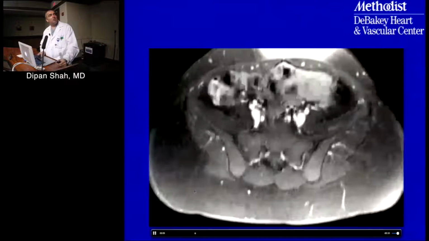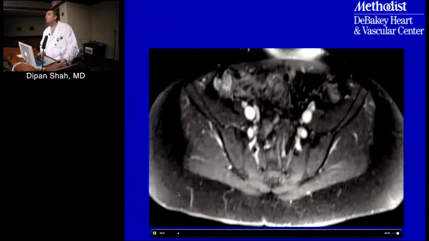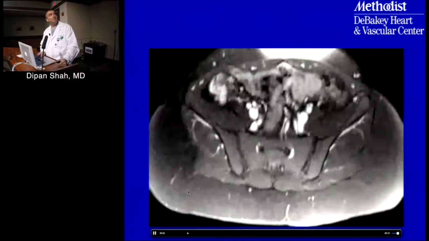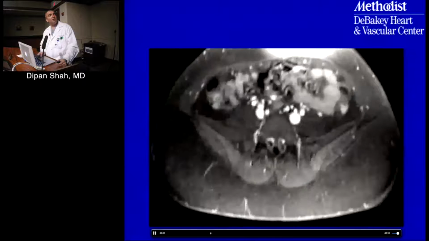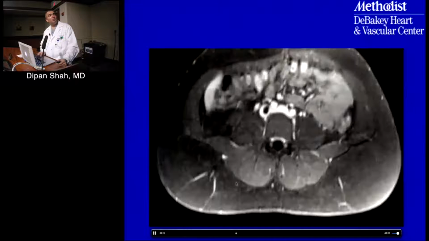So again, I'll start at the bottom. Talking about arteries, or are we also talking about veins? Wait, so you have to look at everything. There's a filling defect in the vein. Okay, and so if you see a filling defect, what could that be? Okay, could it be slow flow?